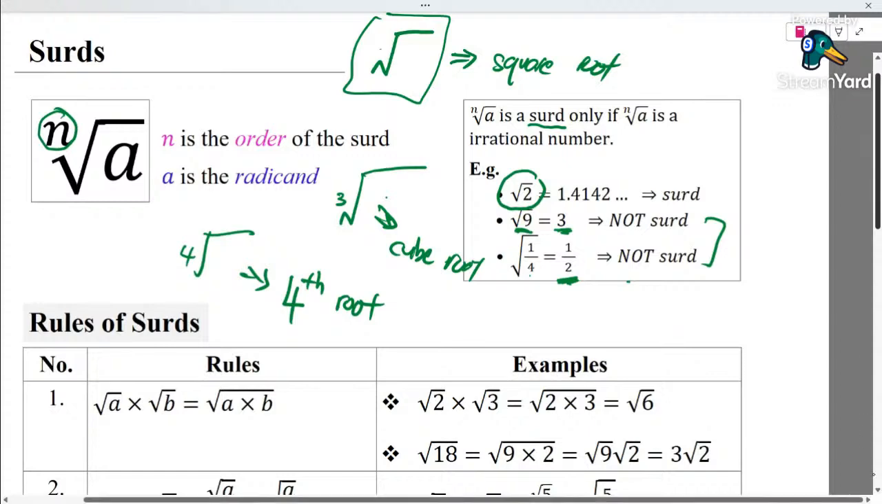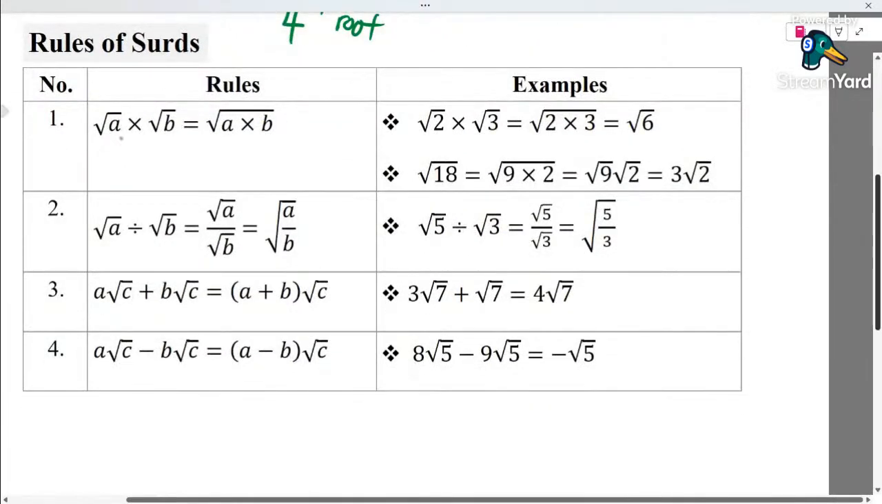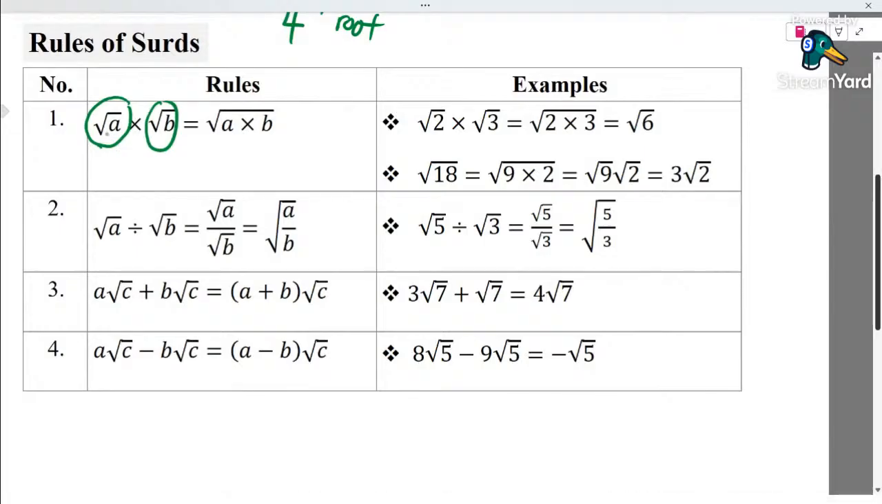Go on. For surds, we have some rules here to refer to. The first rule you can see is about multiplication. If I have two roots of the same order, let's say square root. Here we discuss square root only. Square root multiply square root, then what we can do is put them under the same root, and the numbers inside the roots, we multiply them according to the operation. However, be aware, this rule is only meant for multiply or divide.